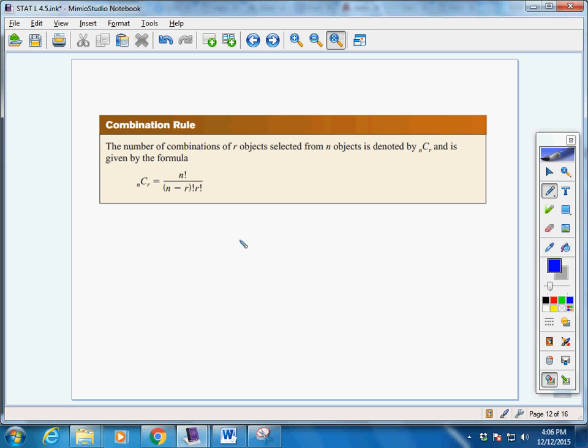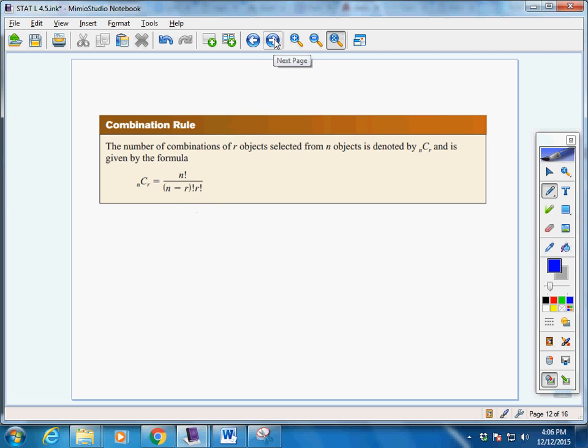We have our combination rule, like we had our permutation rule, and we denote it as the number of objects selected from n total objects. You're going to see it looks really similar to permutation, except we have to divide out those repeats, and that's what this extra r factorial means.